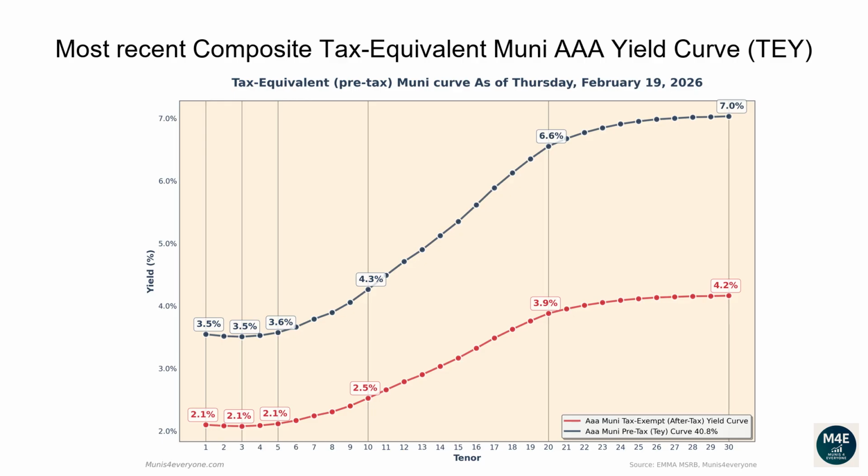The two-year tax-equivalent yield is 3.52%. The 5-year tax-equivalent yield is 3.57%. The 10-year tax-equivalent yield is 4.26%. The 20-year tax-equivalent yield is 6.55%. The 30-year tax-equivalent yield is 7.03%.